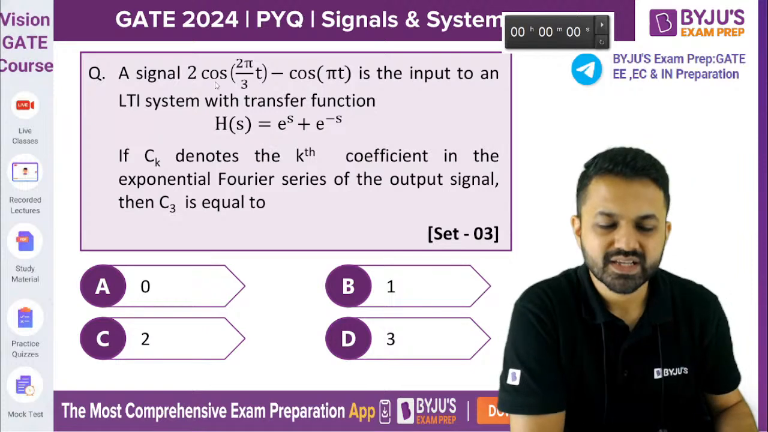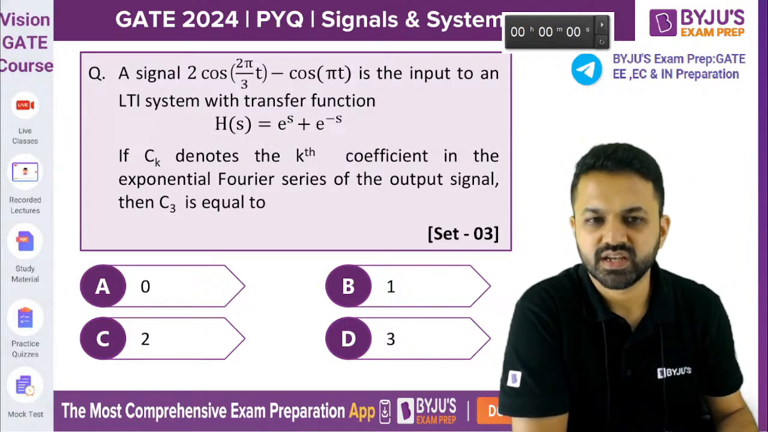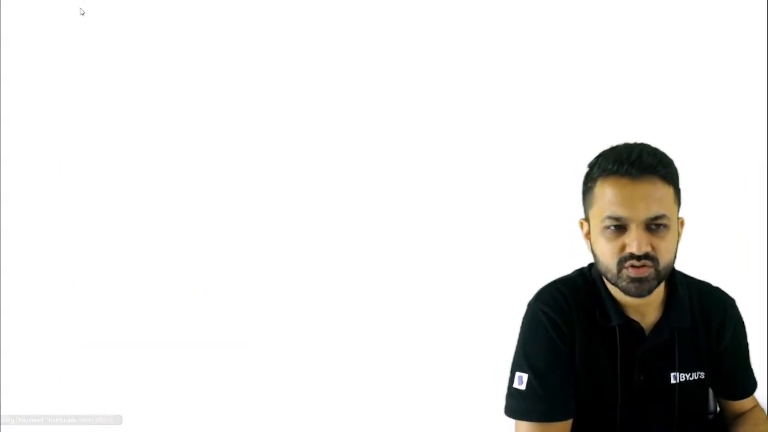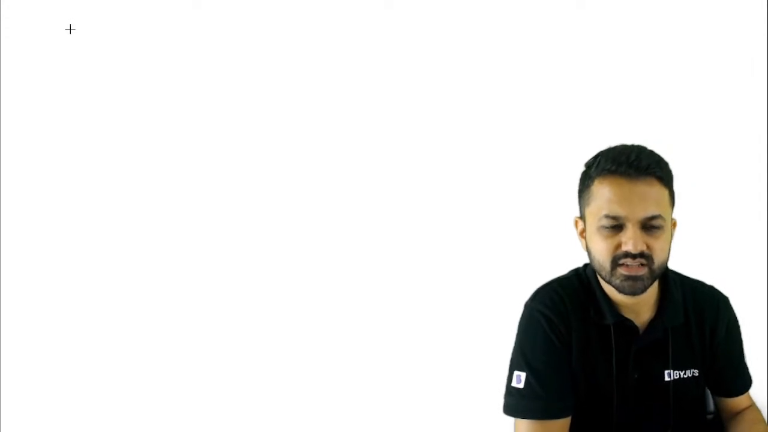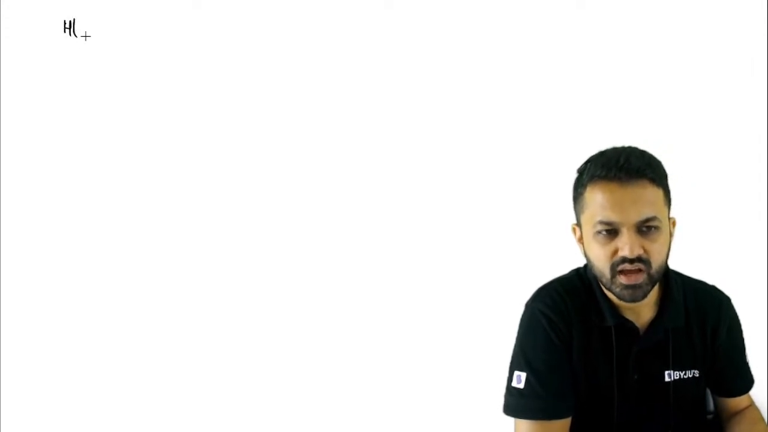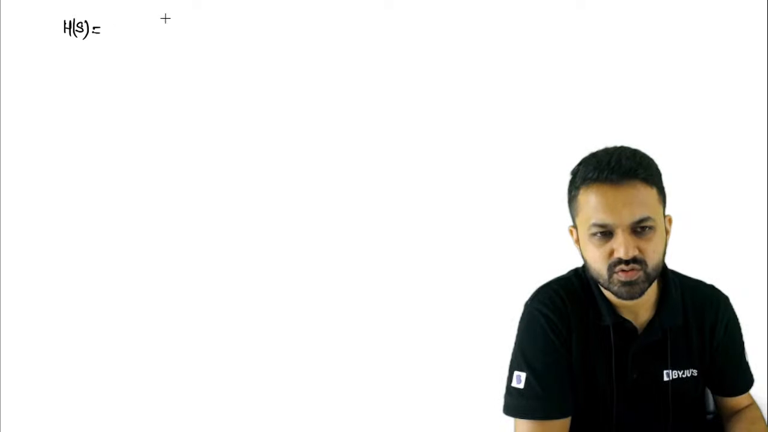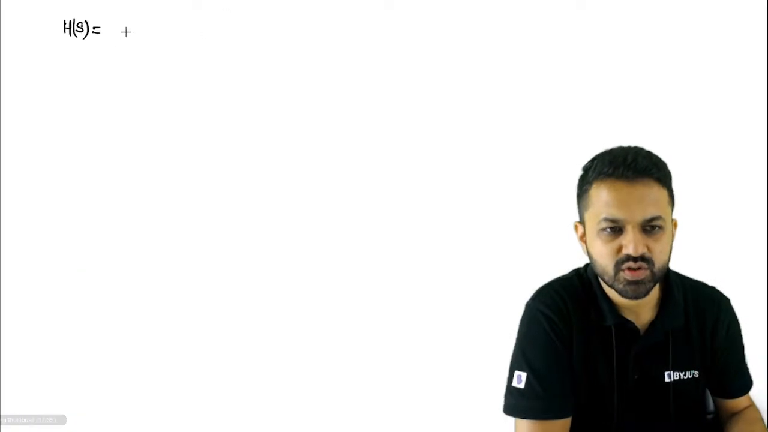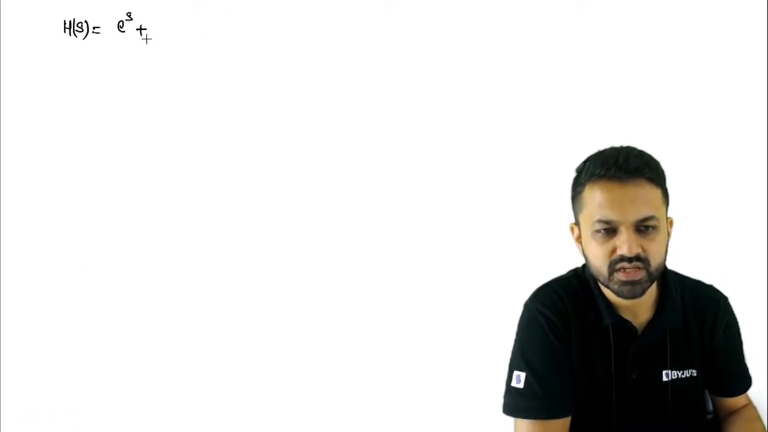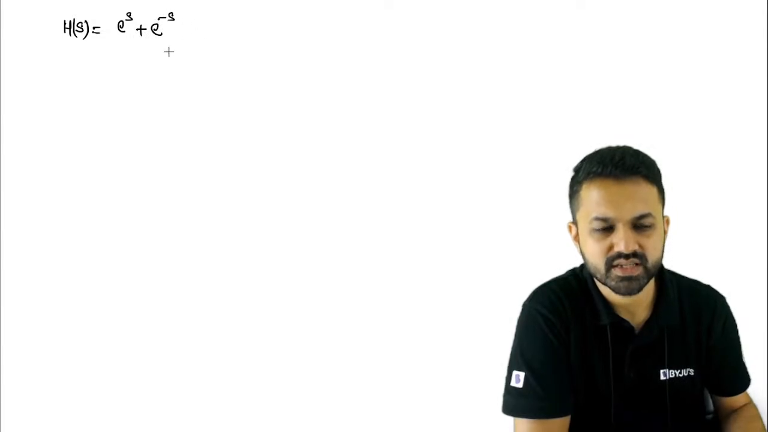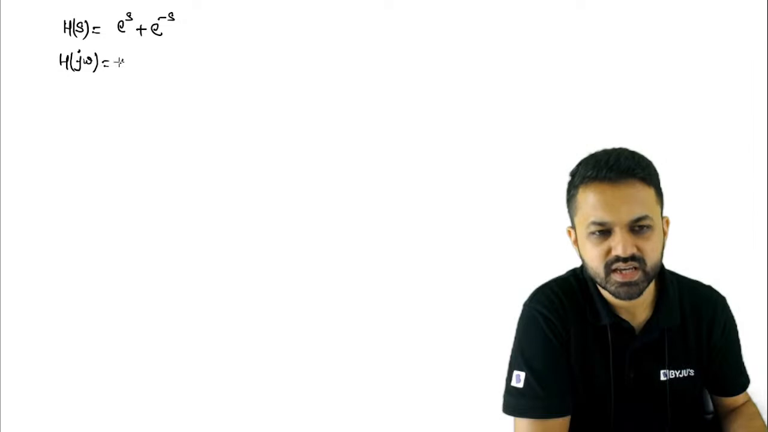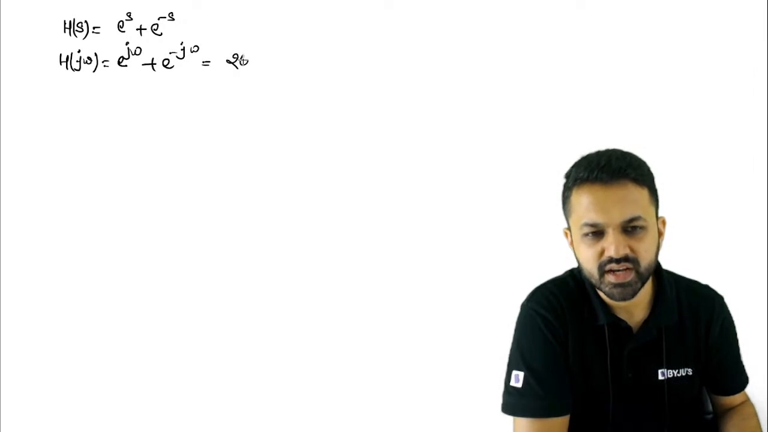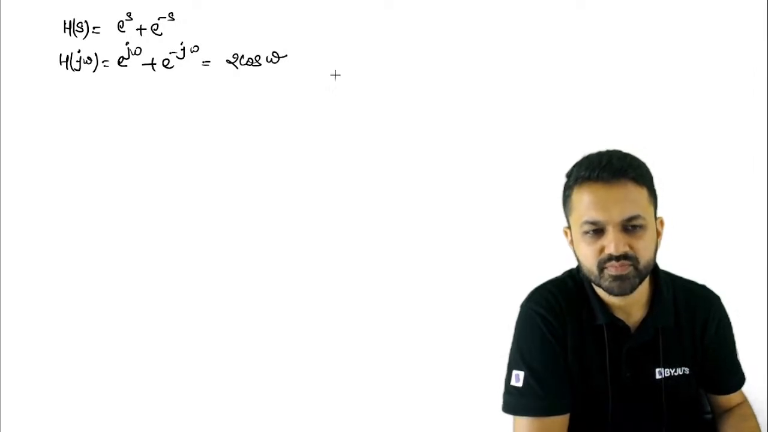So here you can see that this is the same question like an eigenfunction. So let's discuss that in some different approach. We have H of s, given as e to the power s plus e to the power minus s. If you write it in terms of omega, it is e to the power j omega and e to the power minus j omega, which can be written as 2 cos omega.